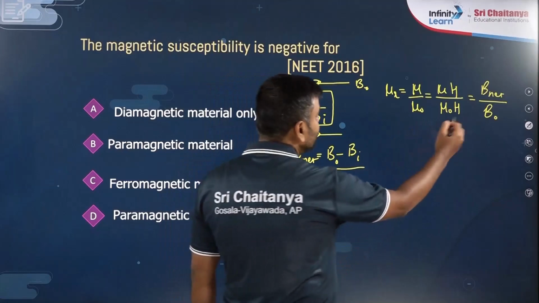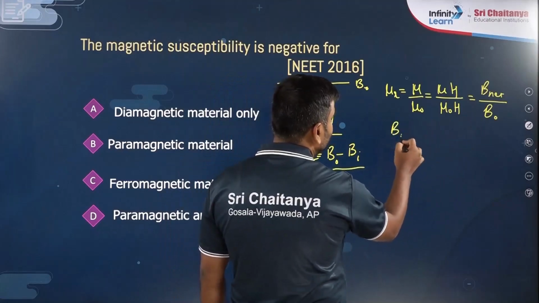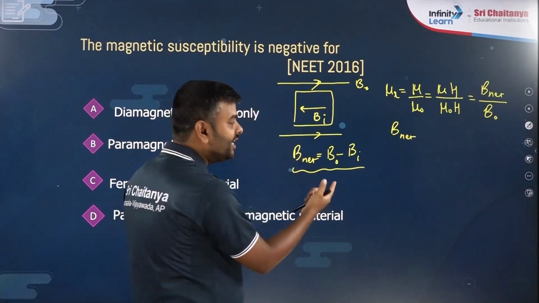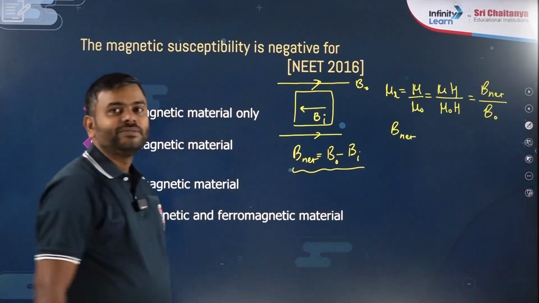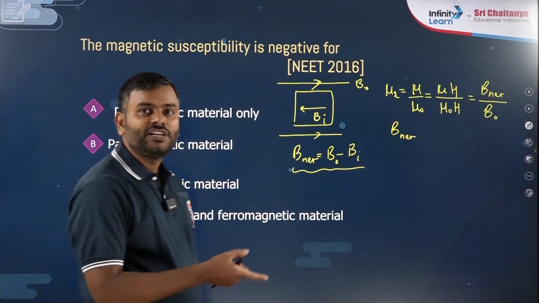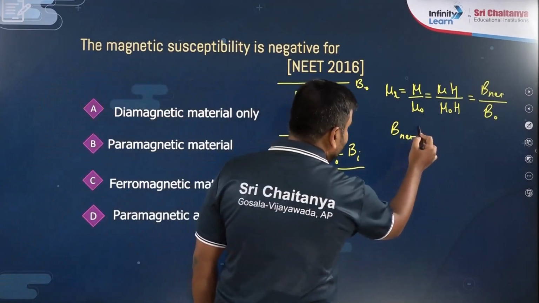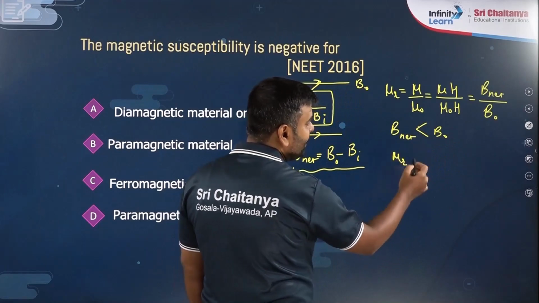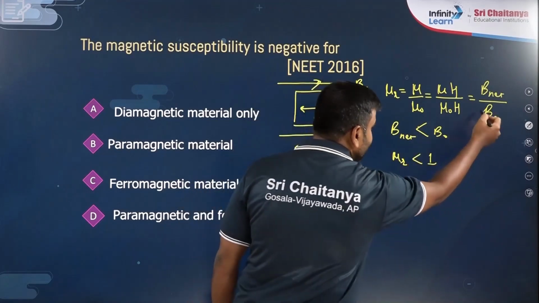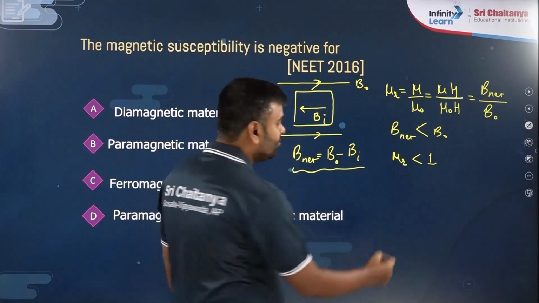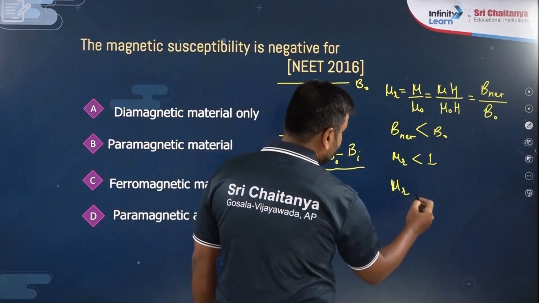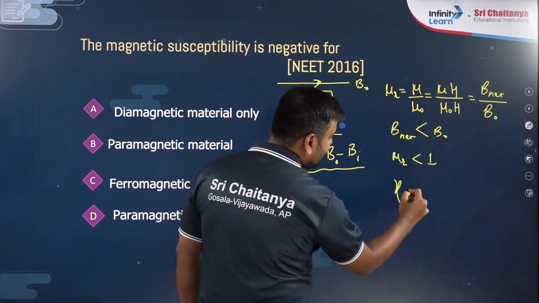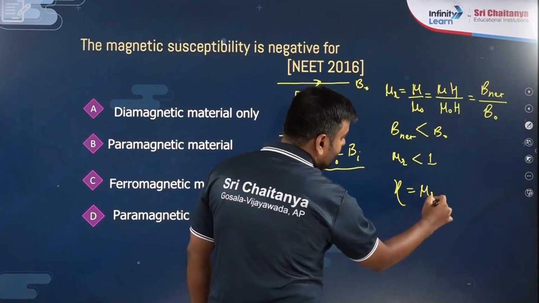Now in this case, we know the B net value is calculated by subtracting the induced field from the external field, because the direction of the induced field is opposite. So the net value will be smaller than the external field. From there we can say that mu r will be less than 1 because the denominator is higher. And we know that the susceptibility can be calculated directly as mu r minus 1.